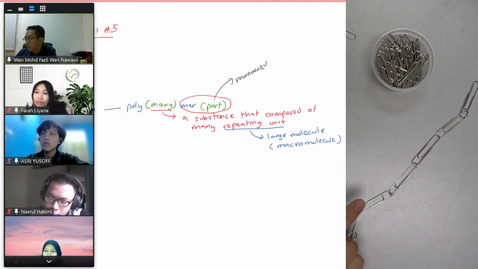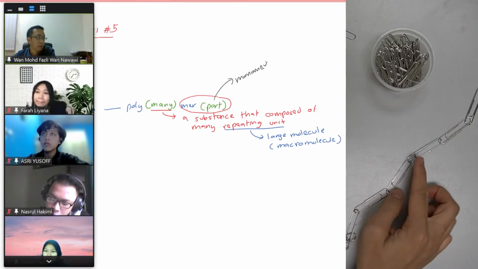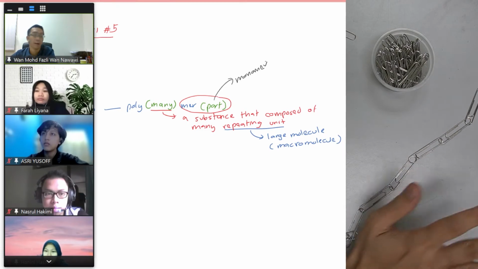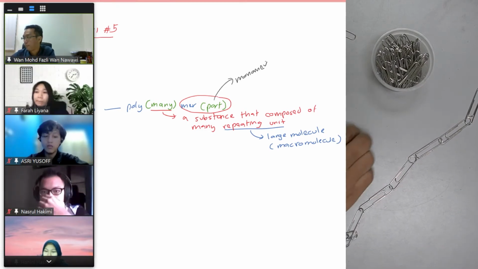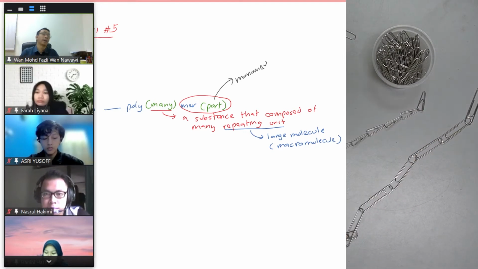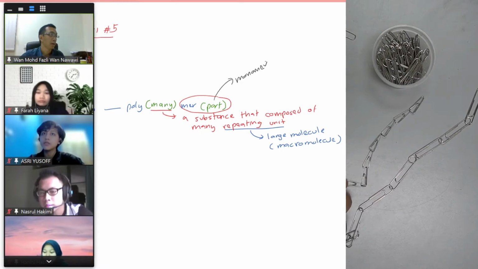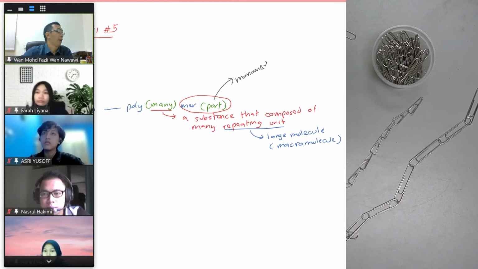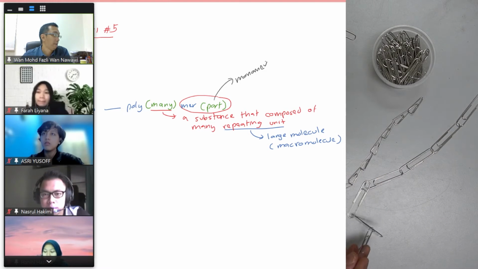So if you look at this paper clip, you have this round long paper clip. This is what we call one polymer. But if you have another paper clip, like this triangle paper clip, that is another polymer, because the monomer is different. Depending on the repeating unit, the monomer itself, the name for the polymer will be different. But this paper clip is just for analogy, because this paper clip itself is metal.